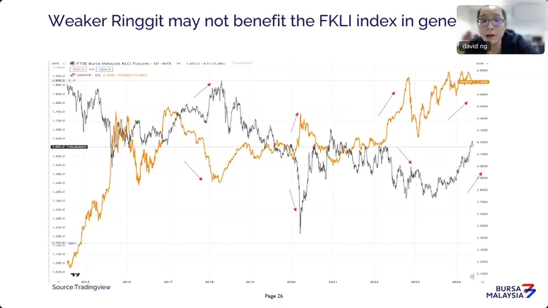Now, on FKLI performance, it is vice versa. That means when you have a weaker ringgit, that tells you generally the economy is not doing that well, and that means the index is being dragged down. So you can clearly see when you have a very weak ringgit, generally the KLCI index tends to go into bearish mode. When you have a stronger ringgit, that probably can lift up sentiment in the index market as well. So the ringgit play in the index market is from a slightly different perspective. It's more about how it relates to the economic strength of the market itself.